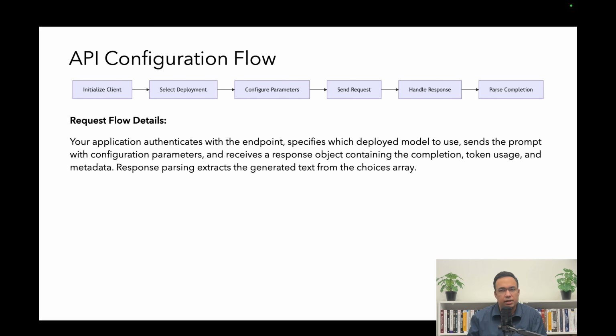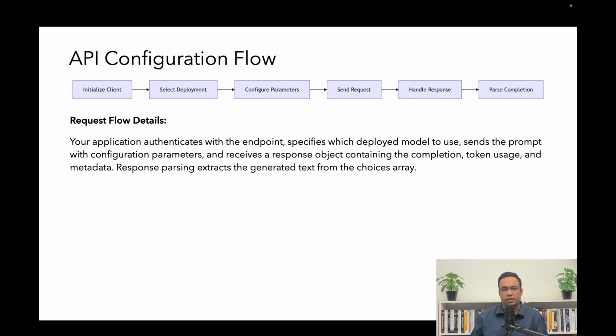Your application authenticates with the endpoint, either using an API key or Azure AD token. Then it specifies which deployed model to use by passing the deployment name. Then it sends the prompt along with the configuration parameters. The service processes the request and returns a response object containing the completion, token usage details, and metadata like finish reason.